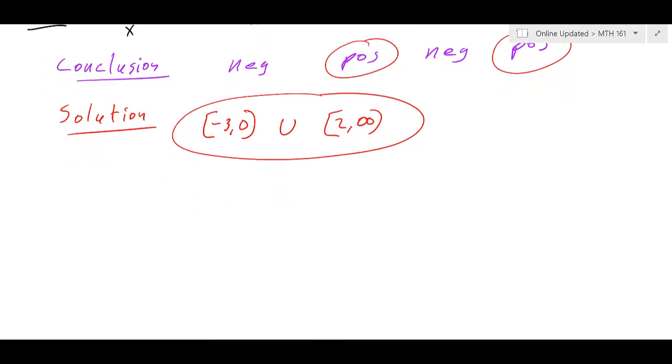And once again, if we wanted to demonstrate this solution on the number line, you would simply have a bracket on negative 3, parentheses on 0 in between those two, and then a bracket on 2 going to the right to positive infinity. So hopefully now you have a better understanding, from the previous videos with solving polynomial inequalities and now solving rational inequalities.